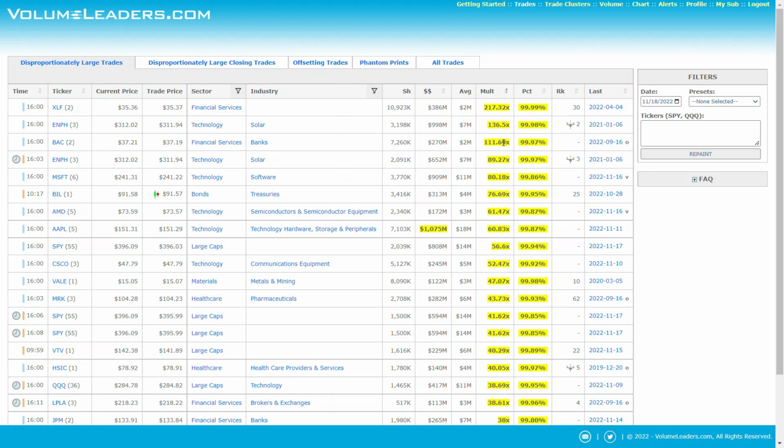Some people might think that 10 times larger than average is enough. Some people might be looking for those that are 50 or 80 or 100 times larger than average to trade against. But the larger it is, the more likely it is to be defended and defended successfully. So that's how the multiplier column works here. The next one I want to talk about is the percentile column. This is just another way to measure size.